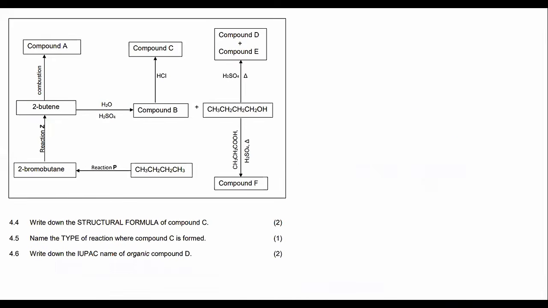Write down the structural formula of compound C. Okay, so let's see what's happening now. So we have compound B, which we already looked at now, and we said that it's an alcohol that looked something like this. Okay, with a whole lot of hydrogen, of course. And then what we're going to do is we're going to take that and add HCl to it.